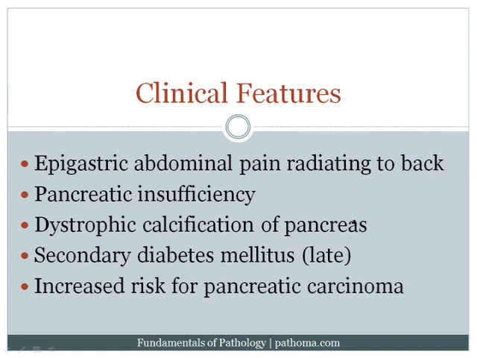An additional feature of chronic pancreatitis will be that you'll have dystrophic calcifications of the pancreas. On imaging, you'll see this calcification wrapping around the pancreas, and often the pancreas can be massively calcified when there's chronic pancreatitis. If there's extensive damage to the pancreas, you'll eventually damage the islets, and when there's damage to the islets, the patient can present with secondary diabetes mellitus. However, this is a late complication. And finally, patients with chronic pancreatitis have an increased risk for pancreatic carcinoma.